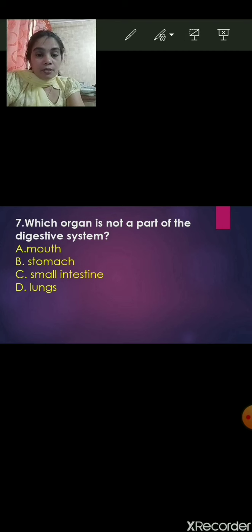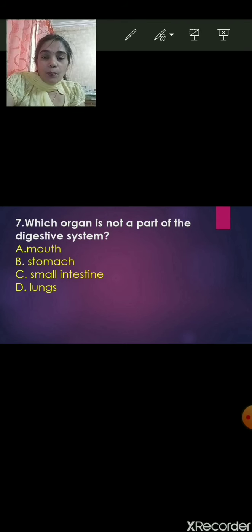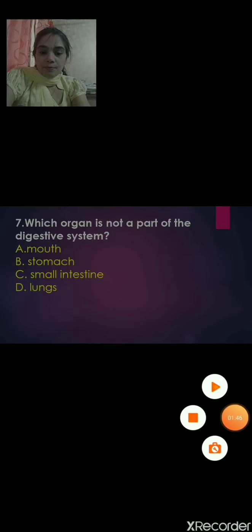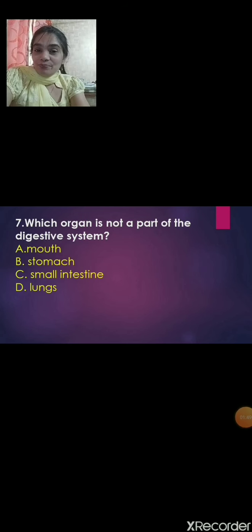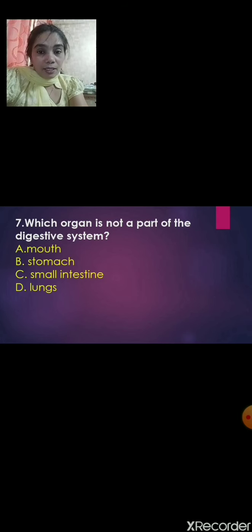And which organ is not a part of the digestive system? So you have to find out the answer here. Which organ is not a part of the digestive system? Here are given mouth, stomach, small intestine and lungs. So look at the digestive system diagram and find out the answer. The same questions are given in the link also.